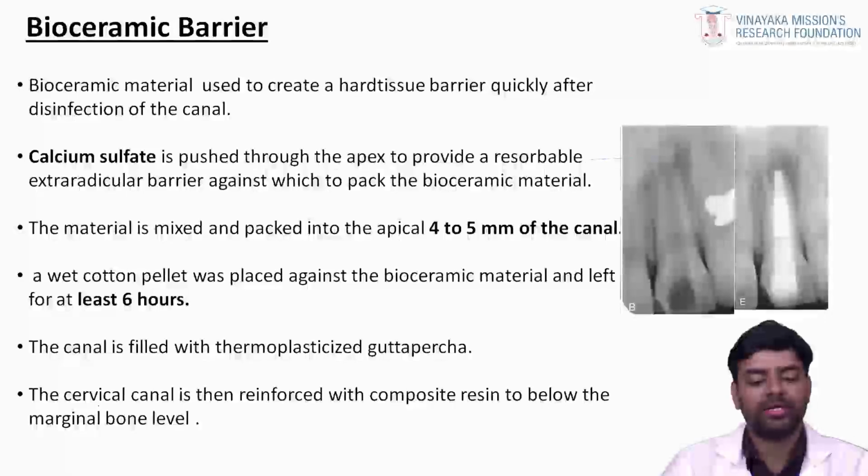Then coming to the bioceramic barrier. Bioceramic material is used to create the hard tissue barrier quickly after the disinfection of the canal. Calcium sulfate is pushed through the apex to provide a resorbable extraradicular barrier against which to pack the bioceramic material. First the material is mixed and then packed into the apical 4 to 5 mm of the canal. A wet cotton pellet is placed against the bioceramic material and left for at least 6 hours.